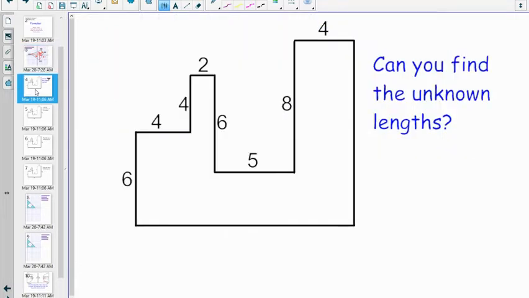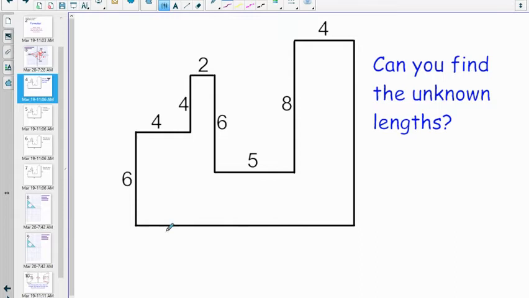The next one I want to take a look at is similar to one that we did previously. Here is an irregular figure. I don't even know how many sides there are. 1, 2, 3, 4, 5, 6, 7, 8, 9, 10. So I've got a decagon here. I've got a couple of sides that I haven't figured out yet.